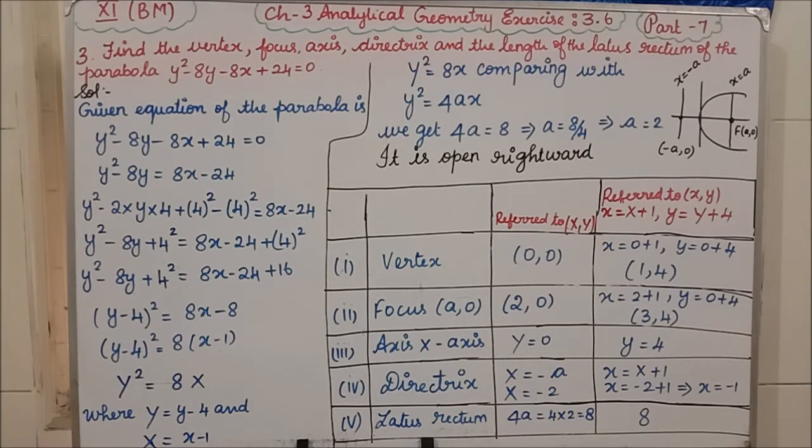Students, in part 6, I started the new concept in chapter 3, analytical geometry. What is the new concept we have followed? We have started conics. In that we have learnt about parabola. In the last session itself we have seen the four types of parabola: open rightward, open leftward, upward and downward.